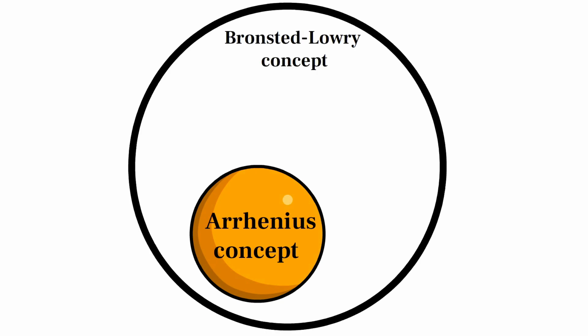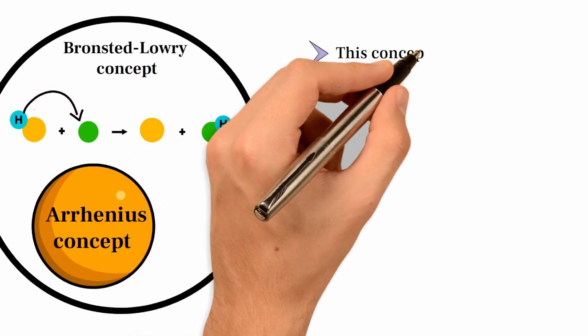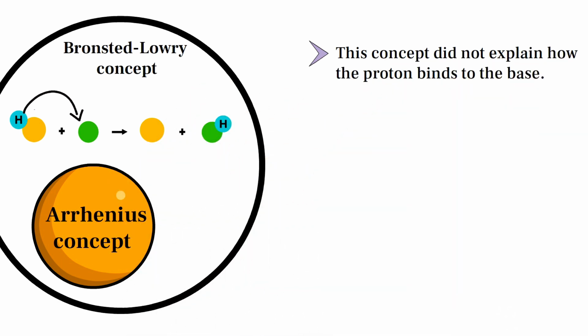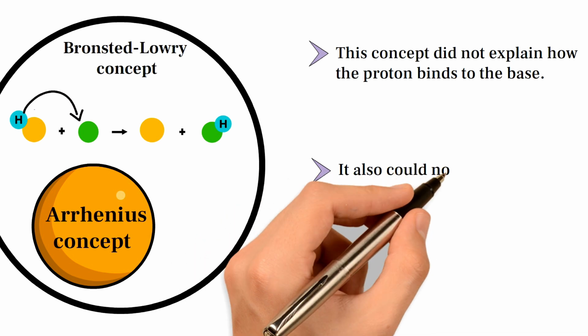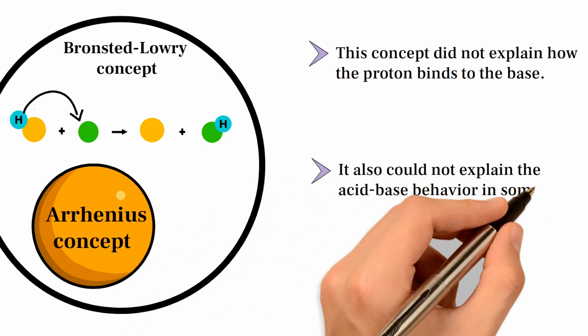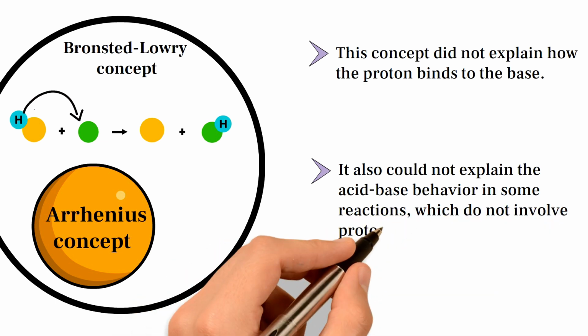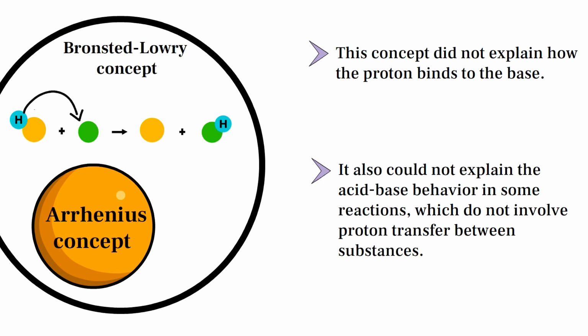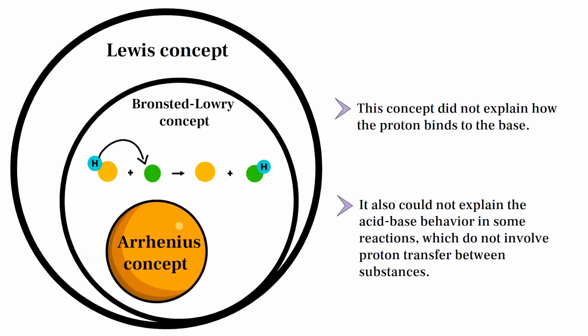But despite the success of the Bronsted-Lowry concept in explaining acid-base behavior depending on the transfer of the proton from acid to base during the reaction, this concept did not explain how the proton binds to the base. It also could not explain the acid-base behavior in some reactions which do not involve proton transfer between substances. So, Lewis's concept of acid and base appeared, which is more comprehensive than the Bronsted-Lowry and Arrhenius concepts, and we will learn about it in the next video. So be with us.